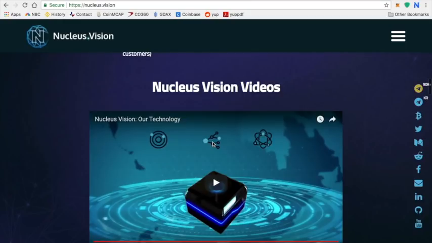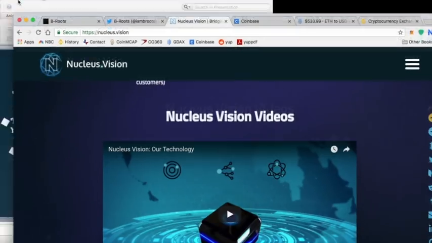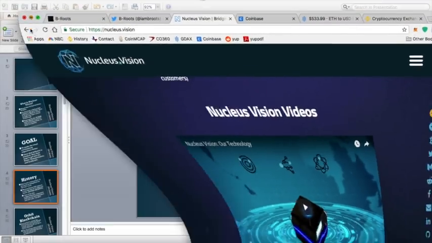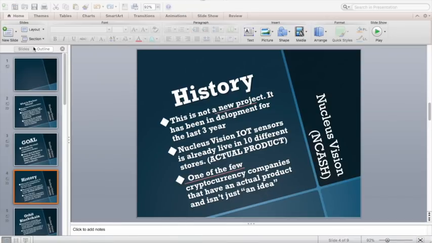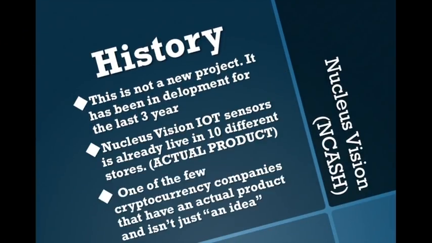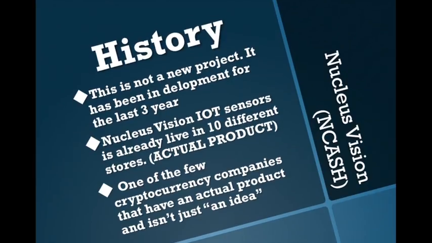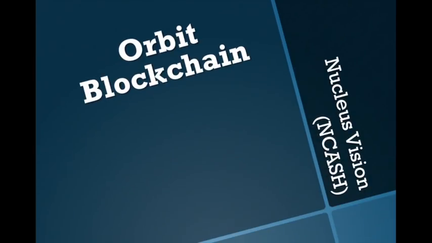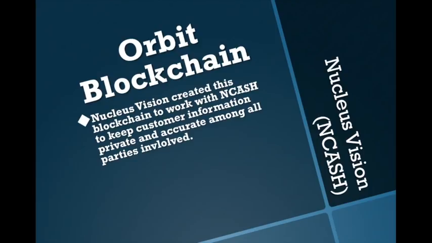So there we have it again. Just a little more information on what it has to offer. Like I said, already in 10 stores and it's already a product. This, I believe, is going to be a beast to reckon with. So, let's continue. We already talked about the history of it. So next, the Orbit blockchain, which we already heard about a little bit in that last video.